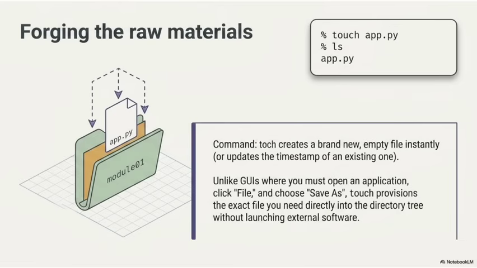This is the first step of the Python execution loop. You create the file with touch, then open it in Visual Studio Code with code app.py. Write your logic, save, and run it with python3 app.py in the terminal. The file exists and is in the right place from the moment you type touch.